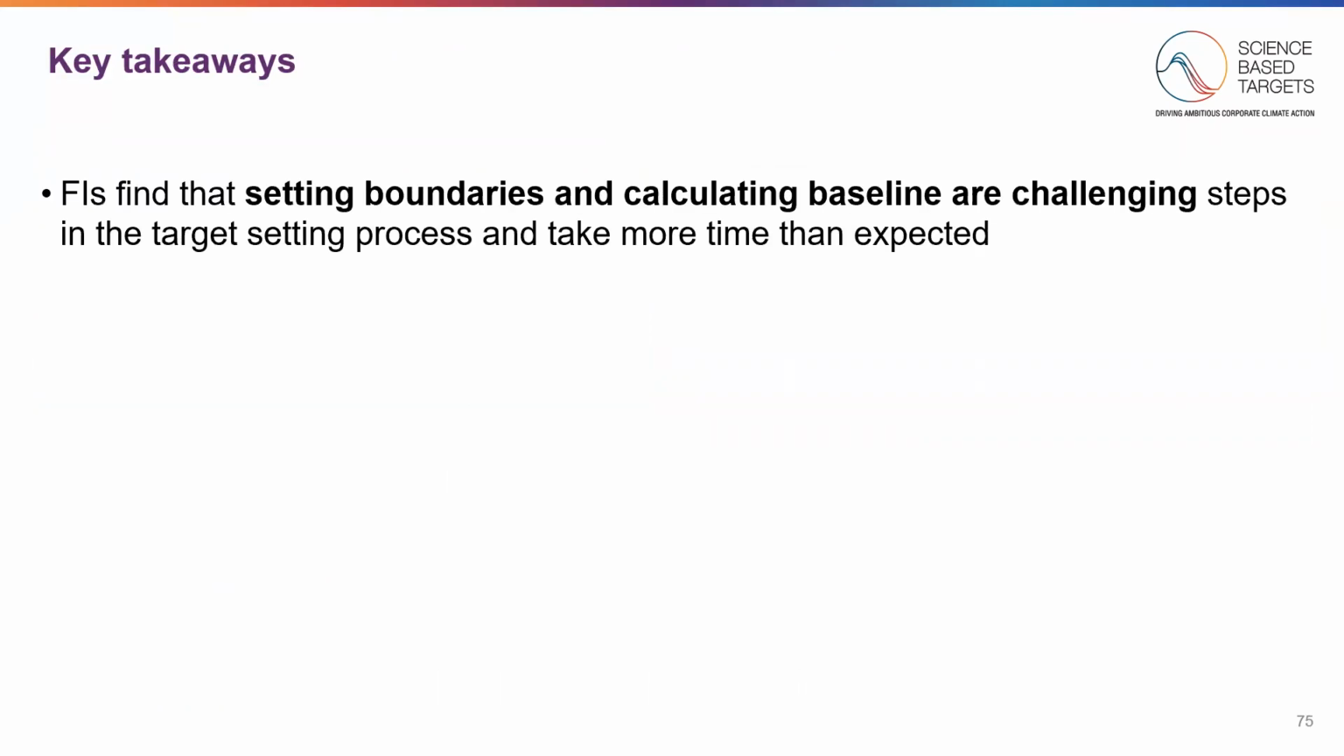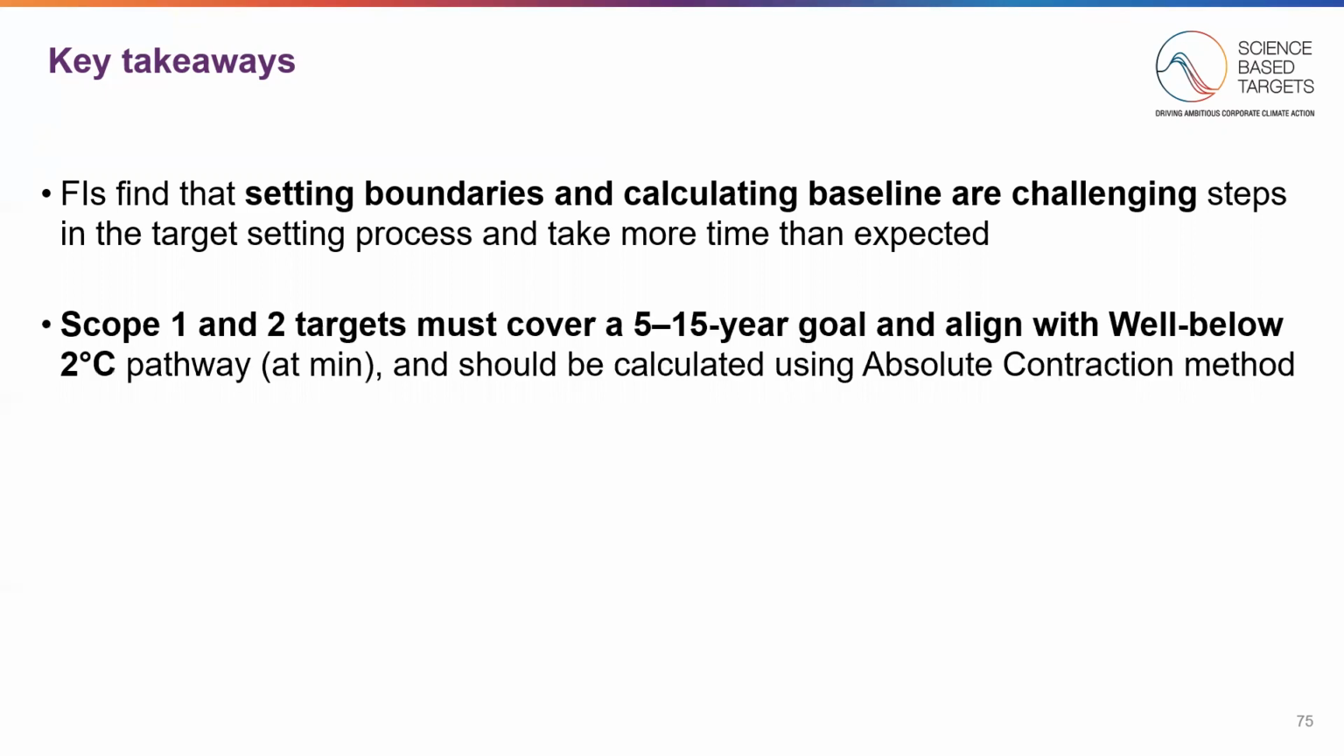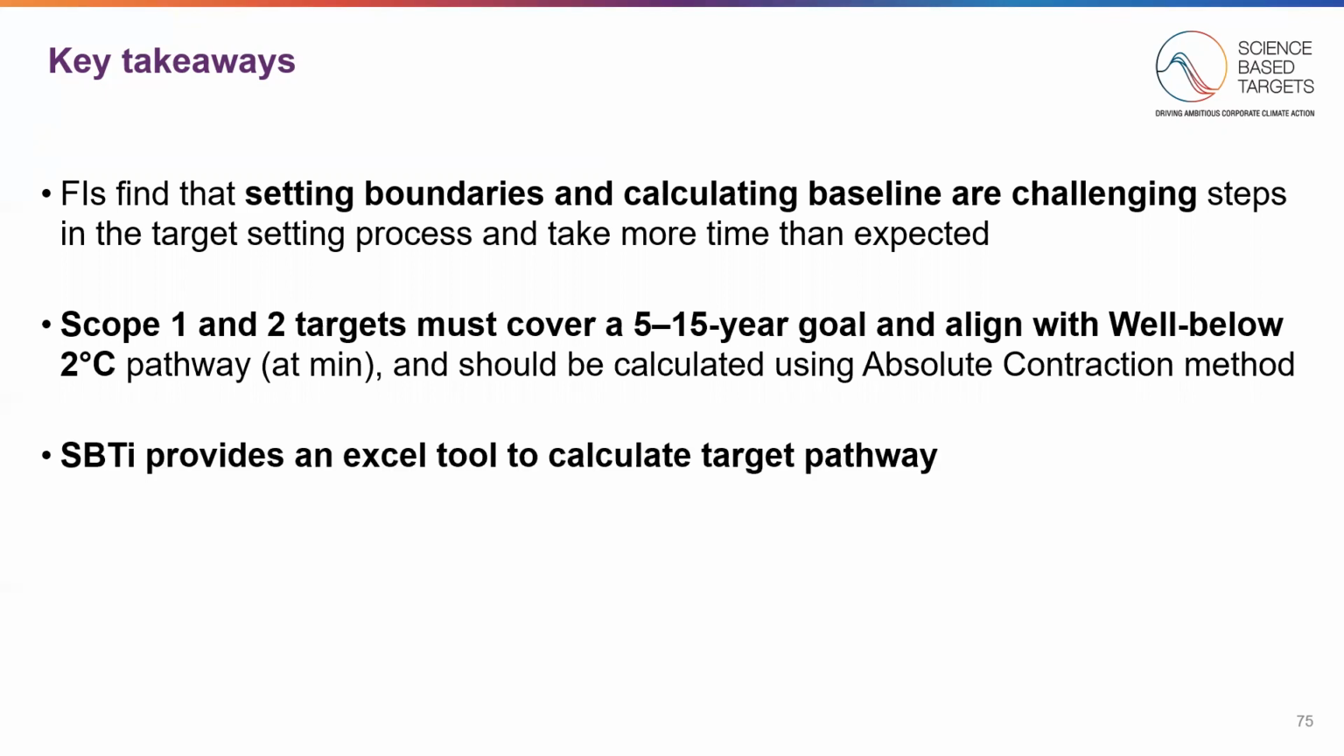Concluding this module, you should leave with a few key takeaways. Setting boundaries and calculating baselines are frequently challenging steps for financial institutions in the target setting process and take more time than expected. Scope 1 and 2 targets must cover a 5 to 15-year goal and align with a well below 2 degrees pathway for financial institutions and should be calculated using the absolute contraction method. SBTI provides an Excel-based tool to calculate the target pathway.